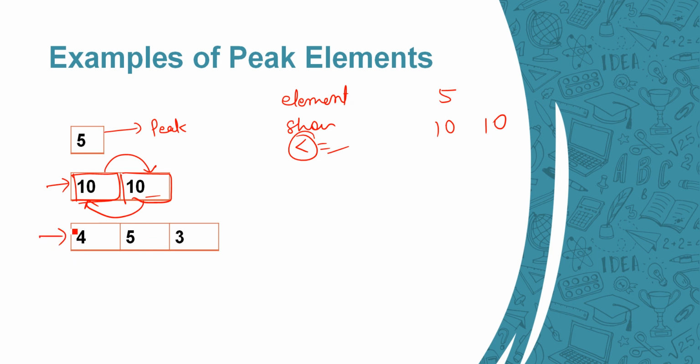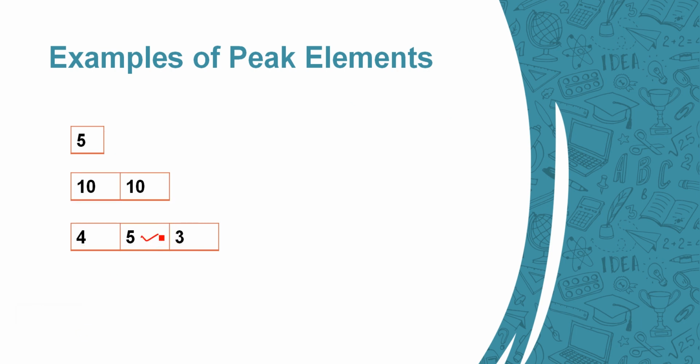Now the third example. In this case, the leftmost element is 4, which has a neighbor of 5. So 4 is smaller, so this condition doesn't satisfy. 4 is not a pick element. Now this 5 has two neighbors, 4 and 3, and both of them are smaller than this 5, right? So this 5 will be considered as a pick element. Now this 3 should not be smaller than the neighbor, but it is, so it will not be considered as a pick element. So only 5 will be considered as a pick element.